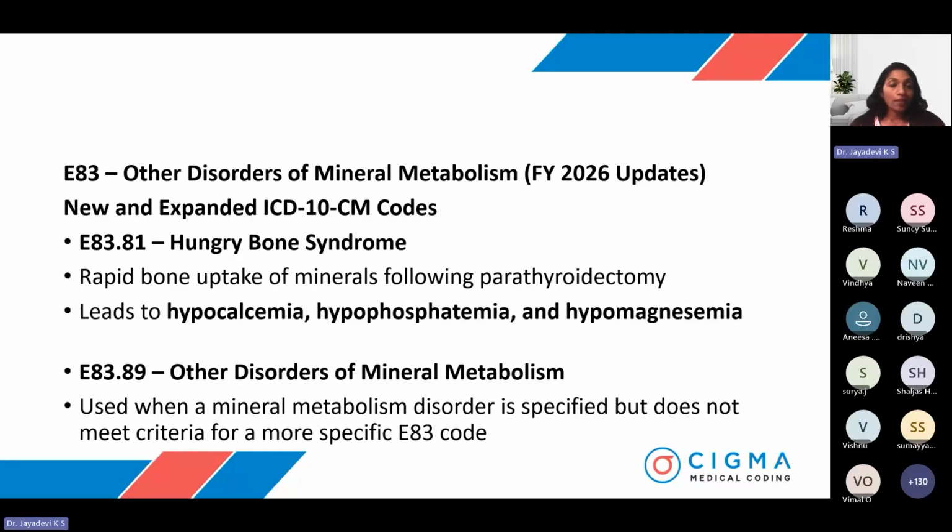Going on, E83.89 is other disorders of mineral metabolism, used when a mineral metabolism disorder is specified but no specificity is mentioned. If the most specific code is not available, then you can use E83.89.